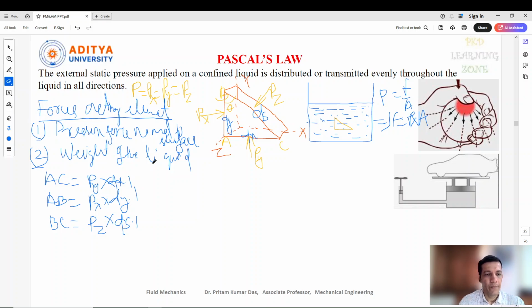So these are the pressure forces applied on all the surfaces, normal to each surface. So this is one term. Now next is the weight of the fluid element.